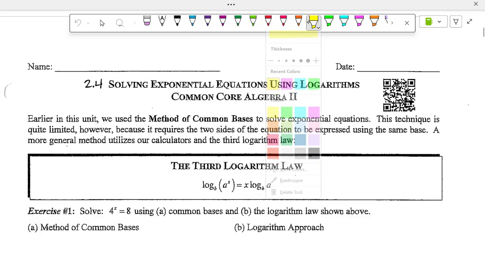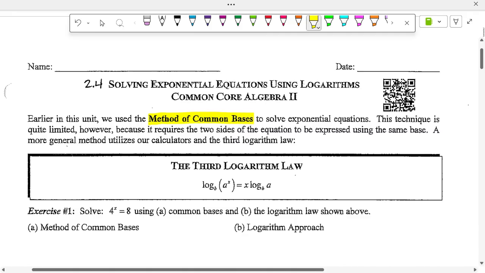Earlier, we talked about the method of common bases. That's what we learned on Wednesday. Now, it's quite limited because it requires both sides of the equation to be expressed using the same base. The more generalized method is using the third logarithm law and calculators. That's why I say you need a calculator, because a lot of this is going to be going in your calculator. But we're not using Desmos, because we're not using it from a graphing standpoint. It's just going to be a lot of stuff that you input in your calculator to get an answer.